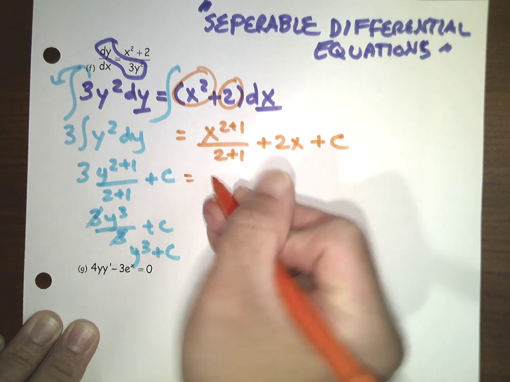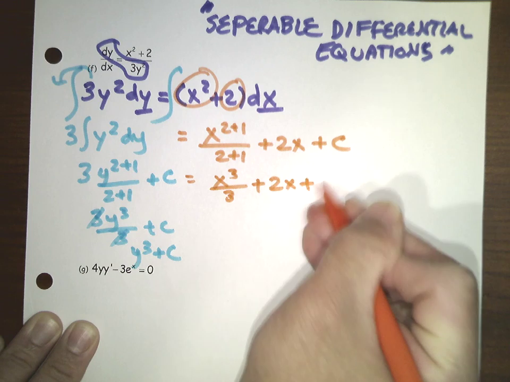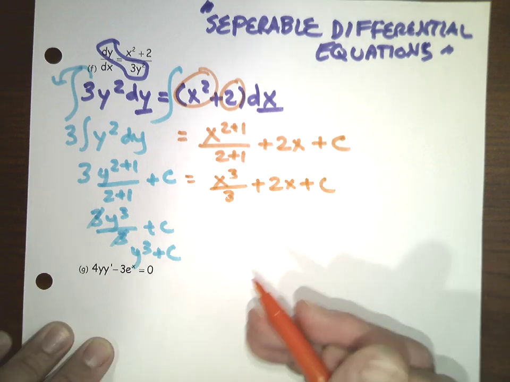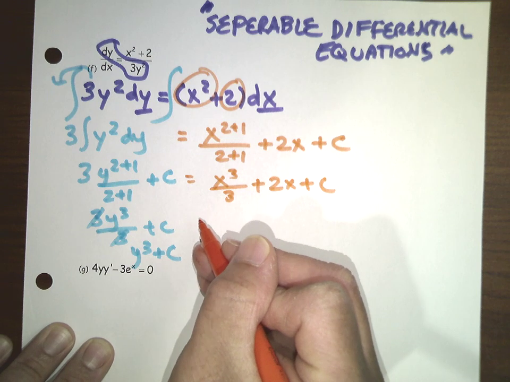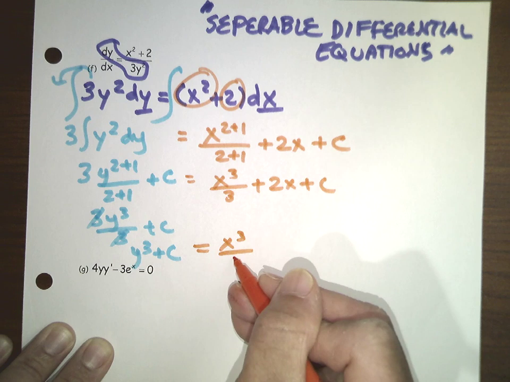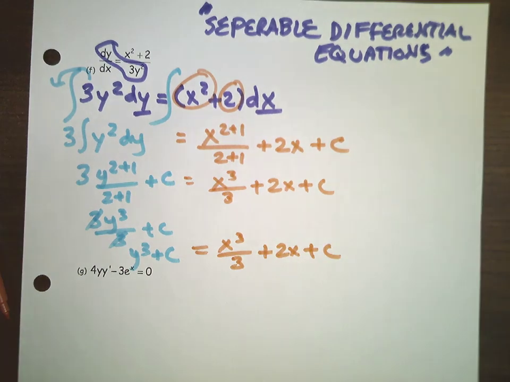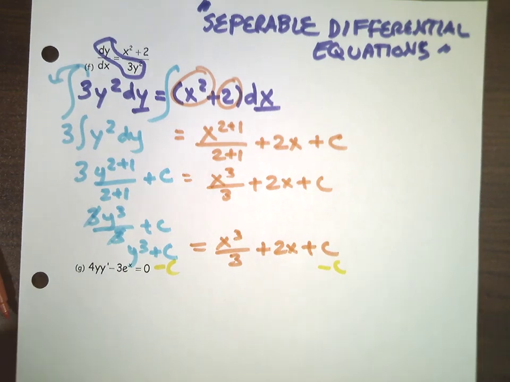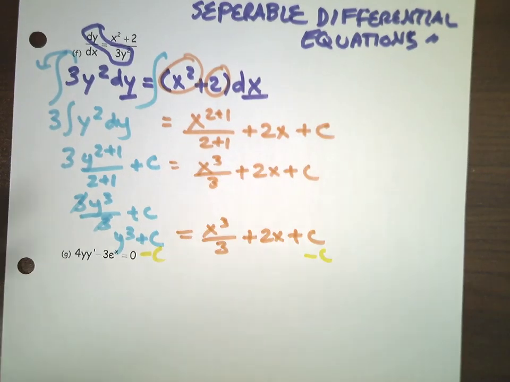So then this is x to the third over 3 plus 2x plus c. So then what I can do is have x to the third over 3 plus 2x plus c. I can go ahead and subtract the c's on each side. If you combine these c's, because they're constants, they're just a new constant that you can call whatever you want, all right?